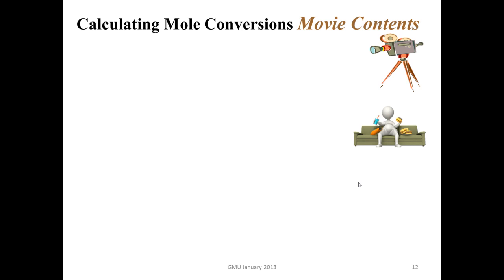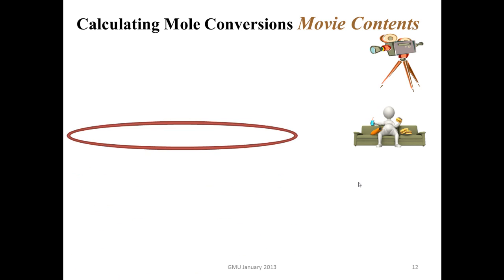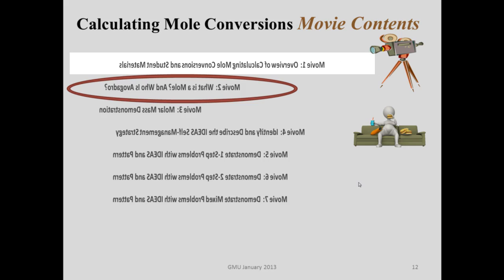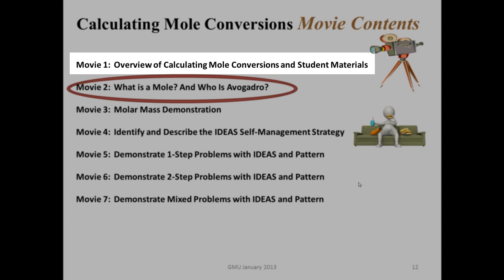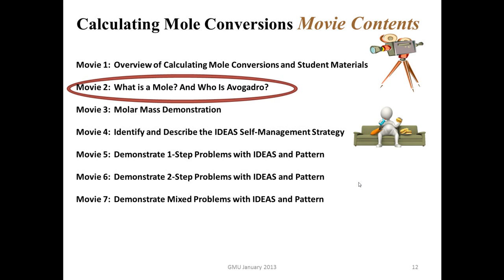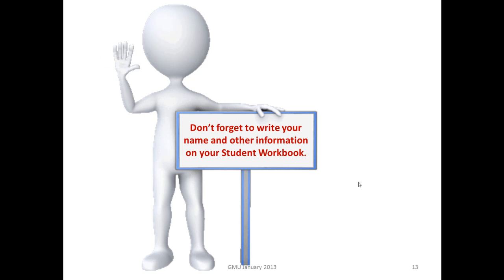All right, so the movie contents. So far, you've heard movie 1. This is the end. Next is movie 2. What is a mole and who is Avogadro? This is the end of movie 1. And what you can do is, if you've not yet written your name and other information on your student workbook, do that now. End movie 1.